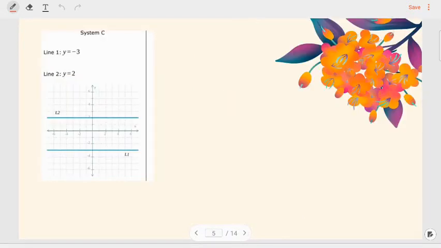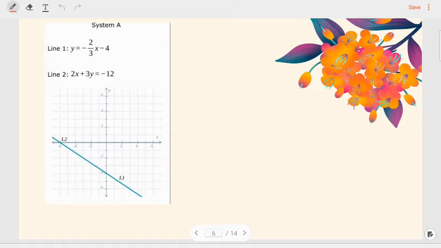So what do I do when I have two lines but there is no intersection? What would I say the solution is? Well, these are parallel lines. If I have two parallel lines, they're never going to cross. My solutions on this line are not going to match any of the solutions on line 2. So I would say that there is no solution.